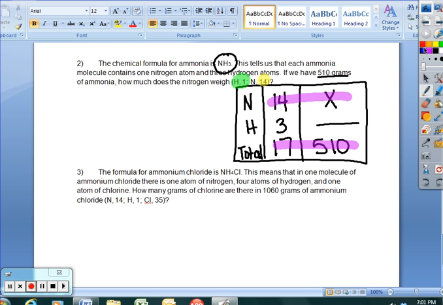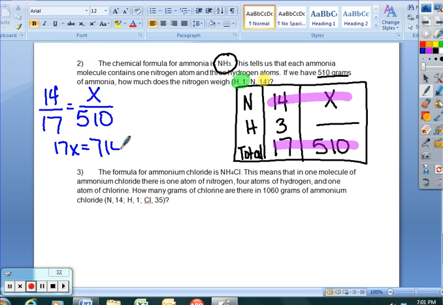So we're going to plot this information. 14 is to 17, and that's equal to x over 510. Now to solve, we cross multiply and divide. 17 times x is 17x. 510 times 14 is 7,140. If we divide by 17, x is going to be equal to 420 grams. So the weight of nitrogen is 420 grams.